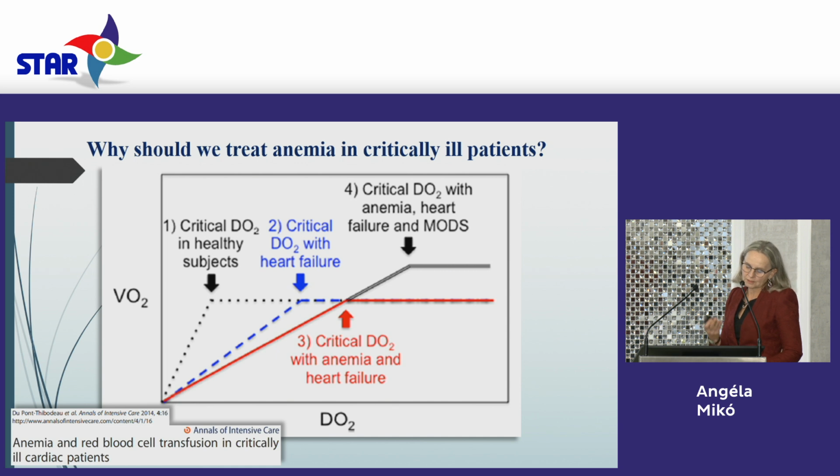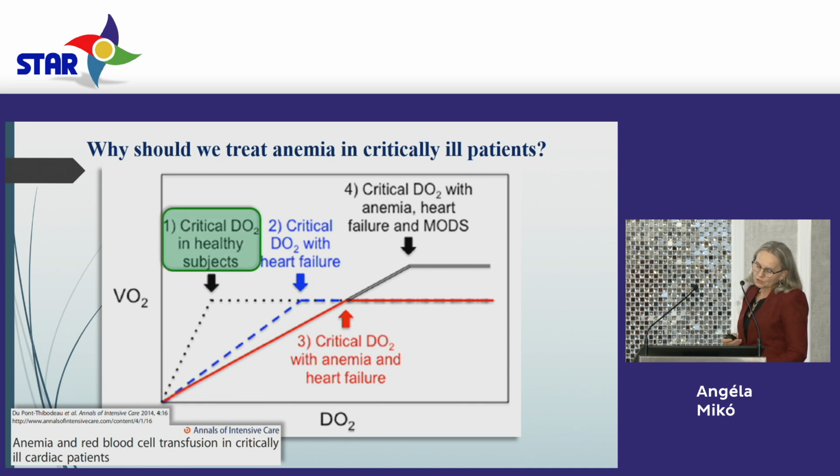we can reach one critical point where oxygen delivery is not enough for the tissue, leading to tissue hypoxia. When the patient is anemic, critically ill, or both, they can reach that critical point, leading to tissue hypoxia.